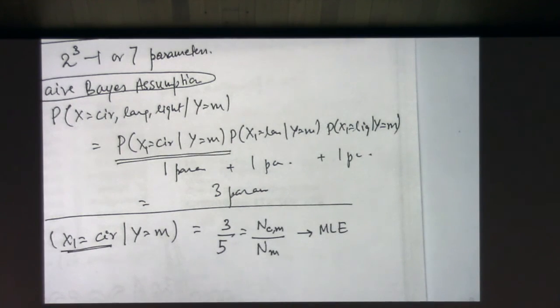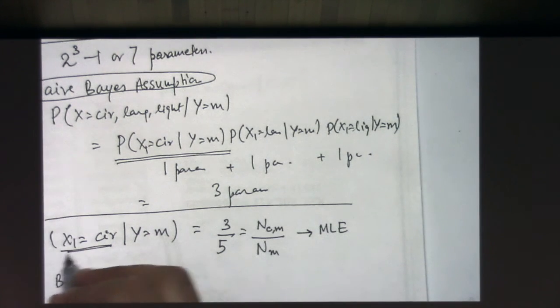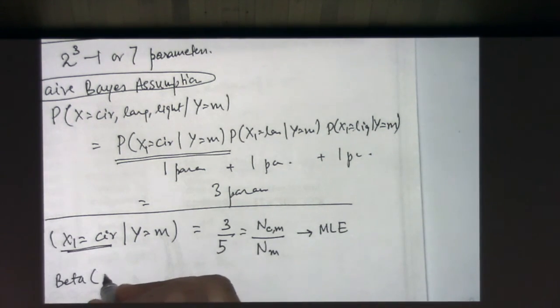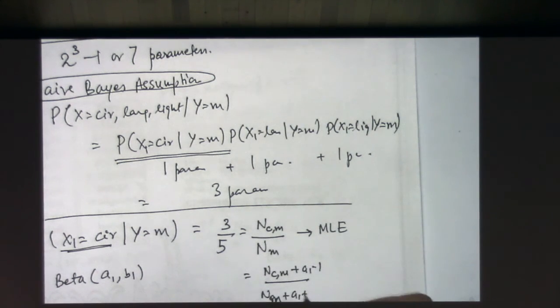However, you can again employ a prior on this as well. So let's say I'm going to employ a beta prior on this particular random variable, and I'm going to call it beta of A1 comma B1. Then you can use (NCM plus A1 minus 1) over (NM plus A1 plus B1 minus 2) if you want to use the MAP. Or you can say it is (NCM plus A1) over (NM plus A1 plus B1) if you want to use the Bayesian average. You have expressions for everything, all right?